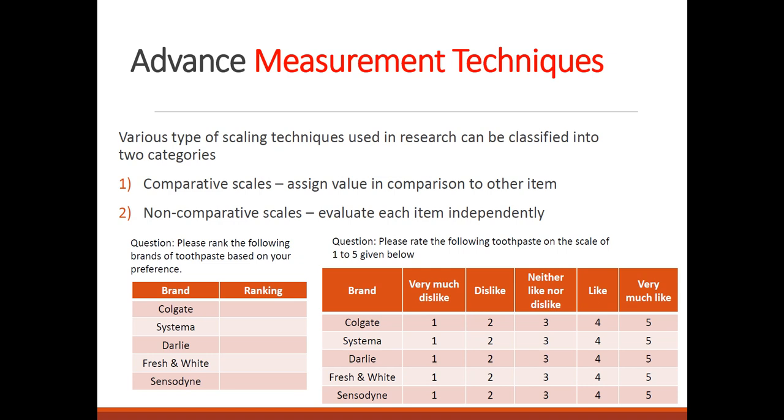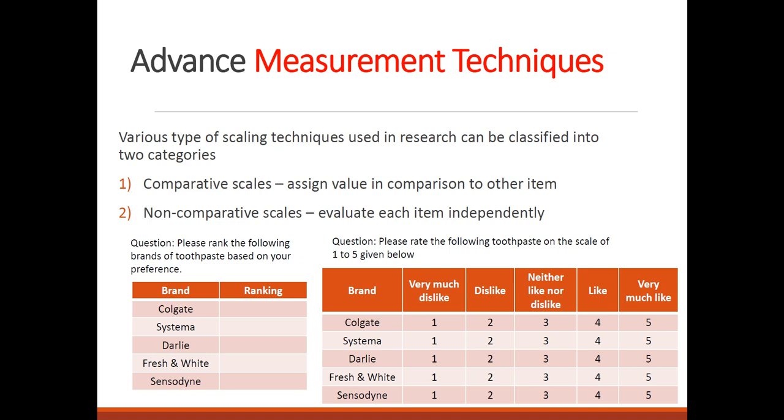So that means you must have something that you like most. For example, I like to use Dali, so I put Dali as number 1. When I put Dali as number 1 and Systema as number 2, in other words, I'm saying that I prefer Dali to Systema, so I can compare. And you can compare your customer preference. So this is what we call a comparative scale.